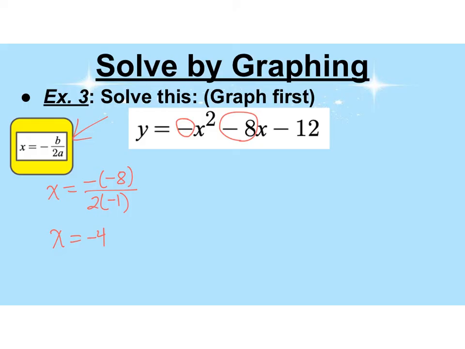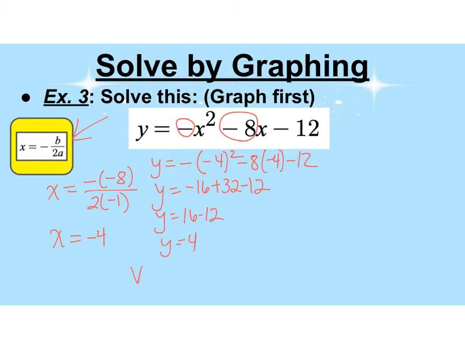We have to find the y of my vertex. Be careful with these negatives. So y equals negative parentheses negative 4 squared minus 8 times negative 4 minus 12. Negative 4 squared is a positive 16, and then we want the opposite because of the negative out front. So this becomes negative 16 plus 32 minus 12. Left to right says 16 minus 12, and y is 4. So my vertex is negative 4, 4. My A is negative 1, which means my step pattern is negative 1, negative 3, and negative 5. So I'm going to graph that.